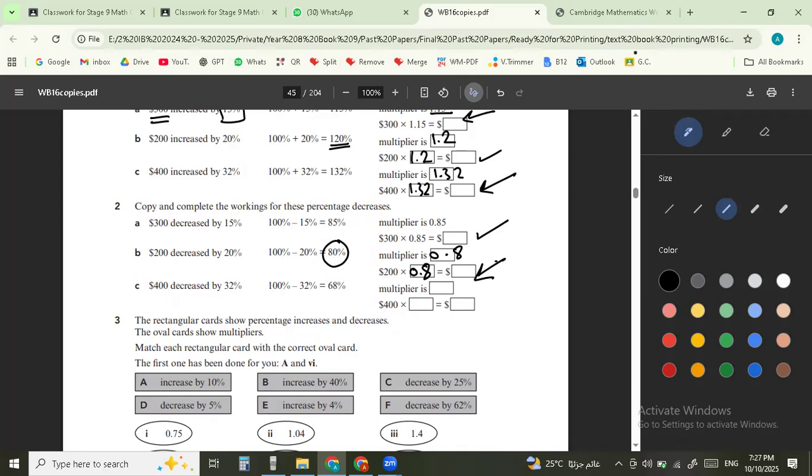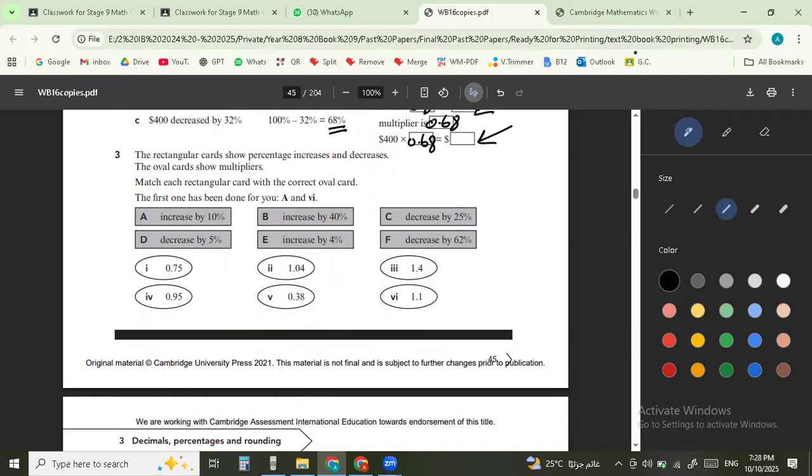400 decreased by 32%. That means what? Decreased, I'm going to do 100 minus 32 is 68%. Divided by 100 will give you 0.68. This is the multiplier. So 400 times 0.68 is going to give you the new price over here.